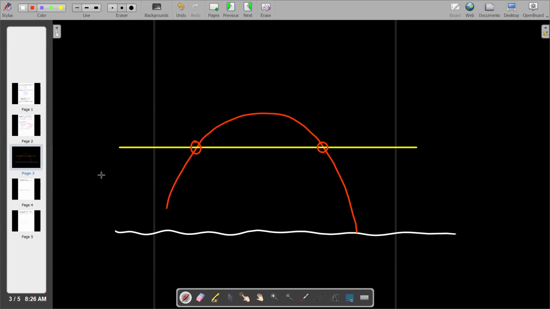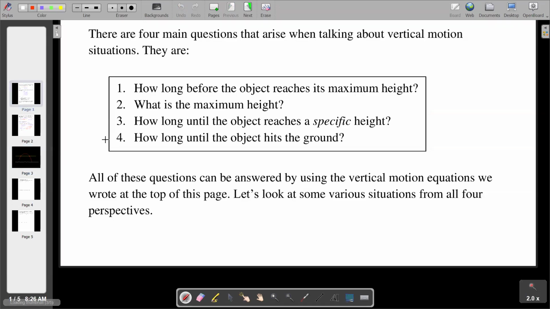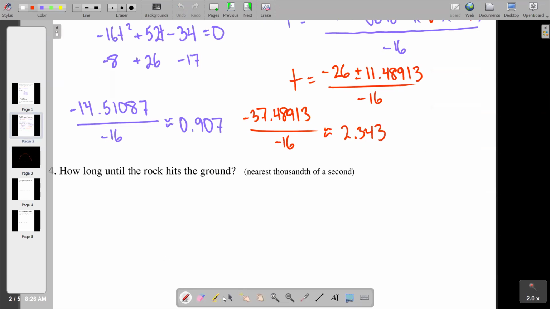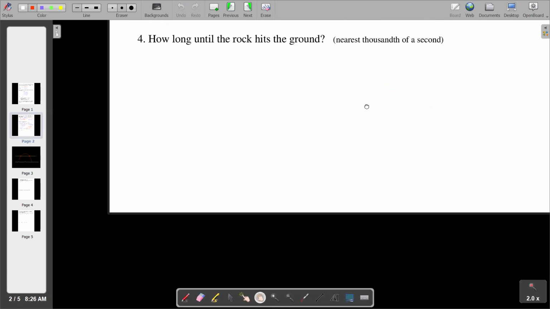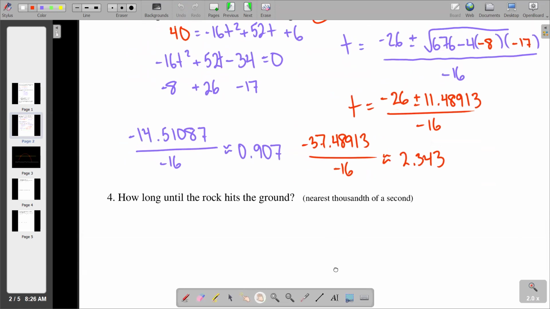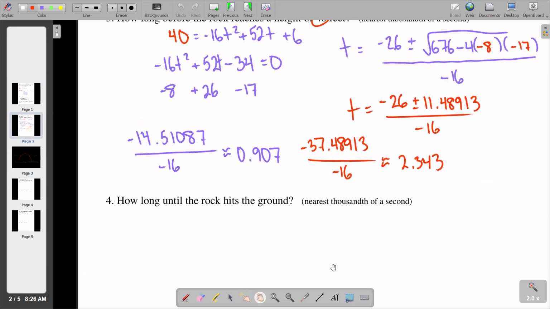Let's do question 4. How long until the rock hits the ground? So let's bust through this one pretty quick. We're going to do the same thing, except this time we're going to set it equal to 0. So we're going to say 0 equals -16 t squared plus 52 t plus 6.